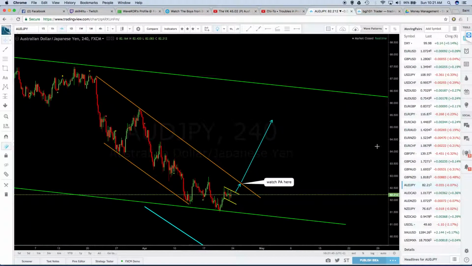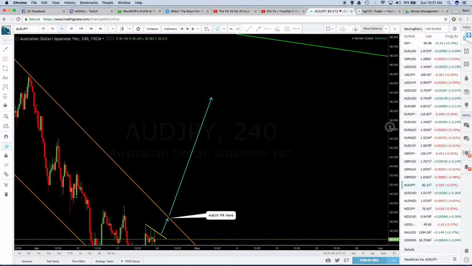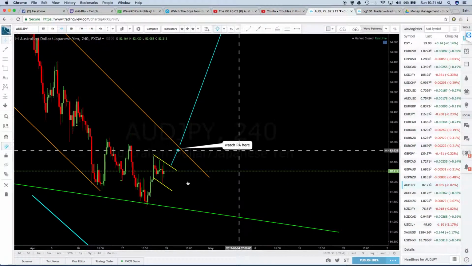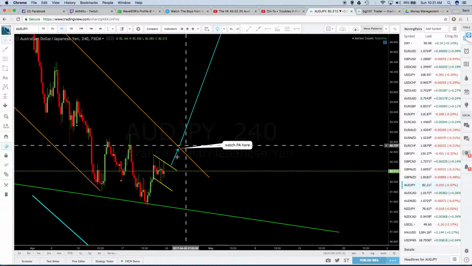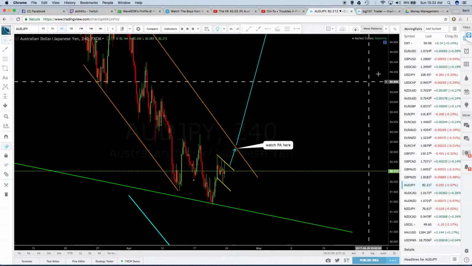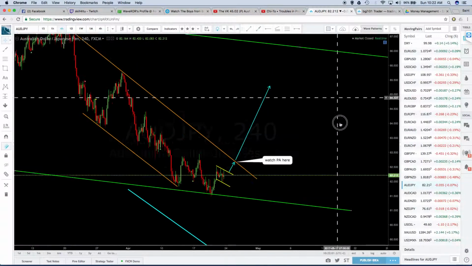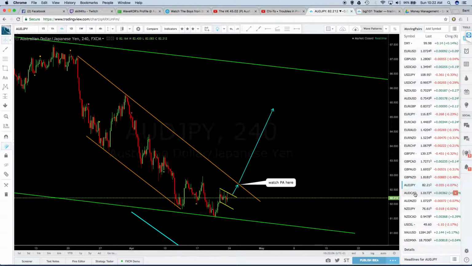AUD JPY, just like the other yen pairs, it's set up a nice little flag down here, and looking for it to maybe bounce once or twice in the pattern here, but we're still looking for the long trade of this one, and the break and the continuation, because that is the ride all the way back up that we're waiting on.